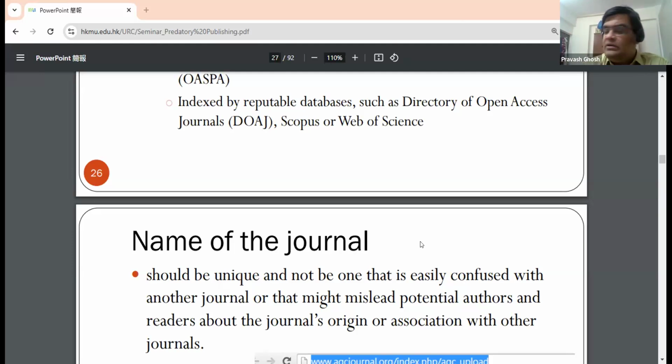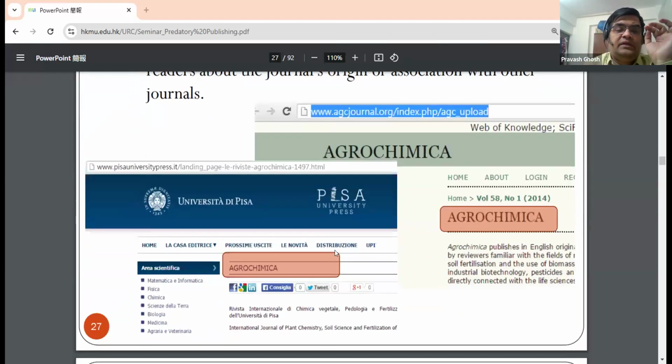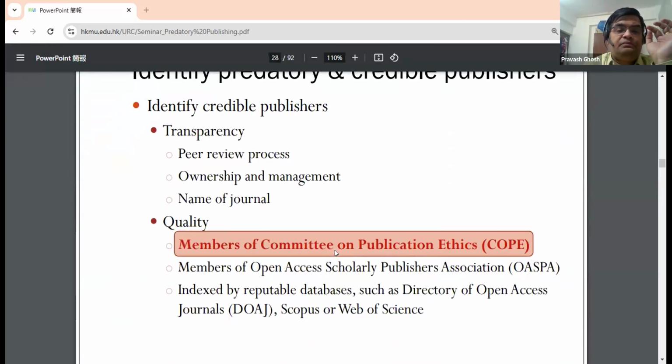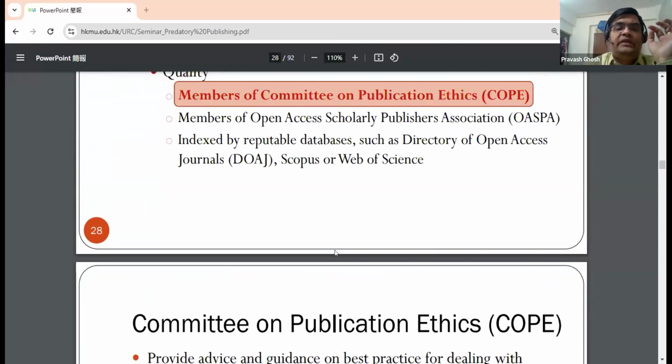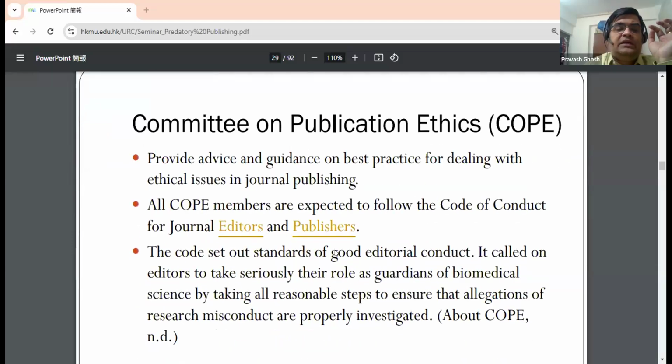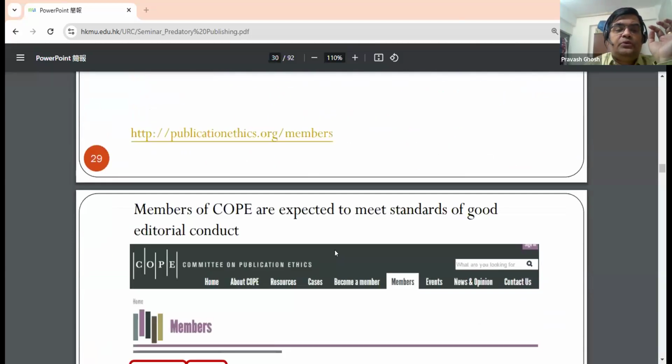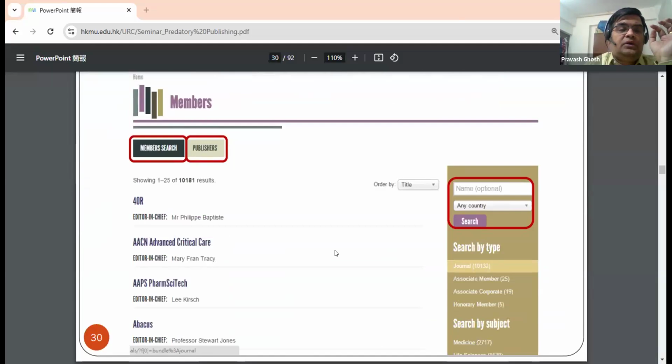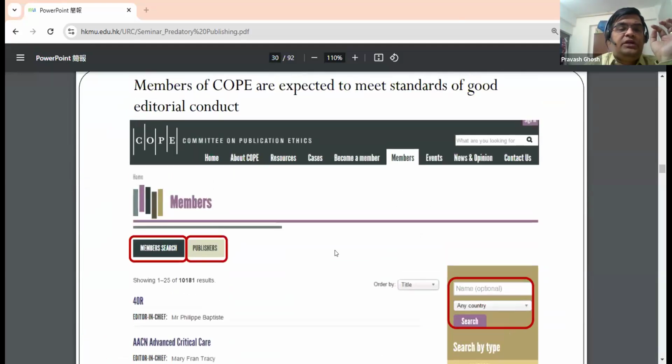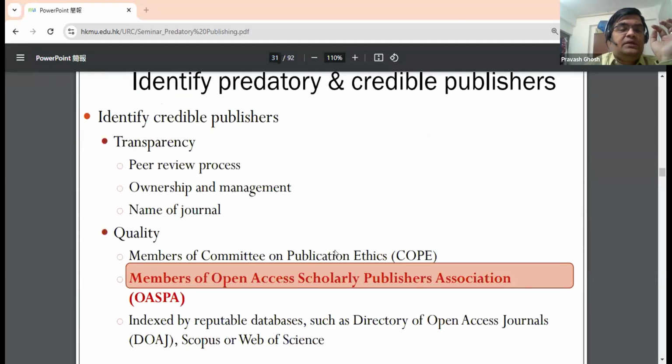So why is a journal thrown out of Scopus? I will show you this also in the Scopus tab. So the name of the journal: don't go by misleading names, they will try to mislead you. You must see whether the journal is a member of COPE or not. Somewhere in the journal, they should mention COPE, the Committee on Publication Ethics, right?